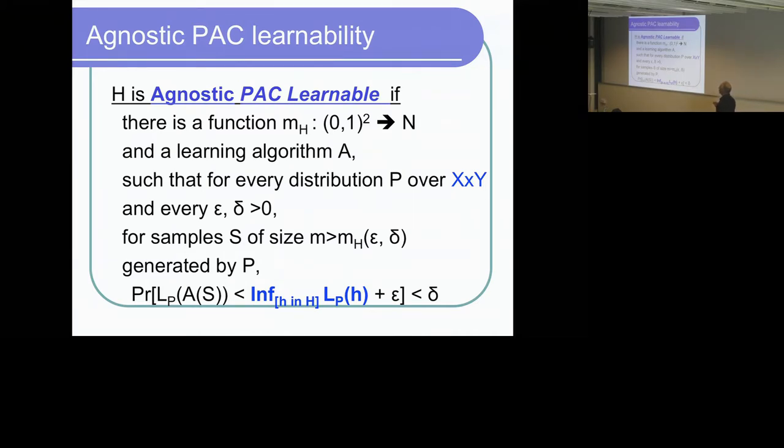We say that H is agnostically PAC learnable if there is a function as before that takes parameters epsilon and delta and tells you how many examples you need. But now there is no labeling rule f. Now we have just a probability distribution over points and labels. So I have some probability of seeing an email that looks like this and it is spam, and I have some probability of seeing an email with the same features which is not spam. So I have a probability over emails and labels. And now my notion of success is saying if I see a sample which is big enough for those confidence and precision parameters, then look at what is happening here.